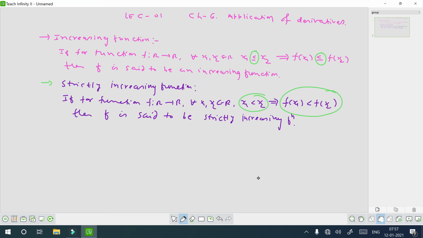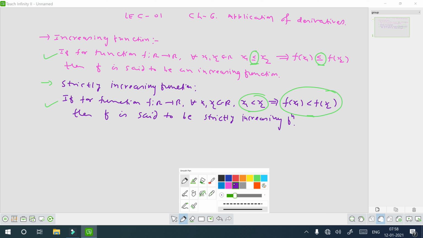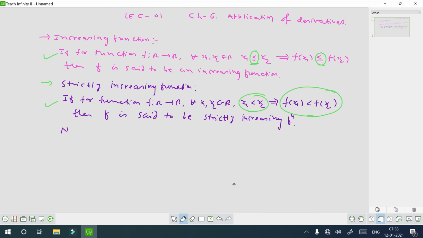Order sign remains same. Here less than, so here also less than. Here less than or equal to, here also less than or equal to. In that case it is increasing function, in that case it is strictly increasing function. Now let us come to differentiation.